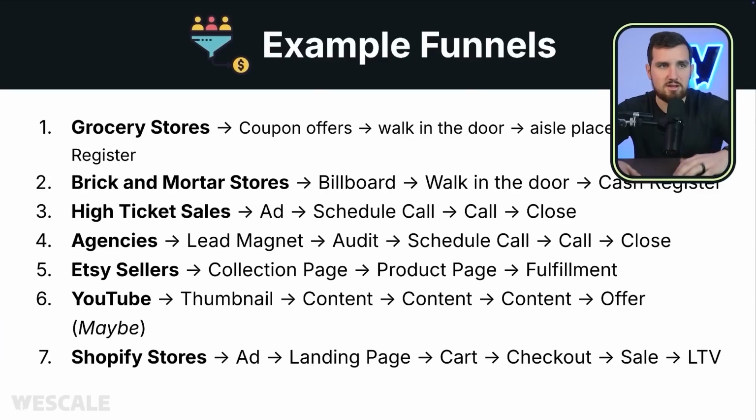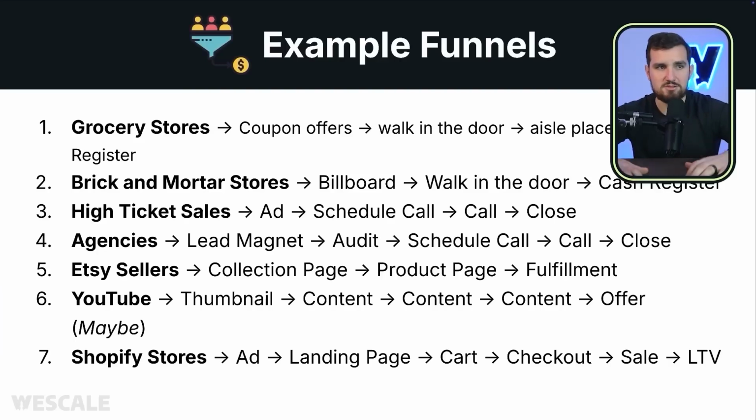Etsy sellers: collection page, product page, fulfillment. YouTube video: it's your thumbnail, then the title, then the hook, and then it's the quality of the content, and then they do an offer maybe. But so you're able to improve what's our thumbnail performance, what's our retention rate through the first 30 seconds, like our hook, what's our retention rate through the rest of the video. So you're able to turn that into a funnel.